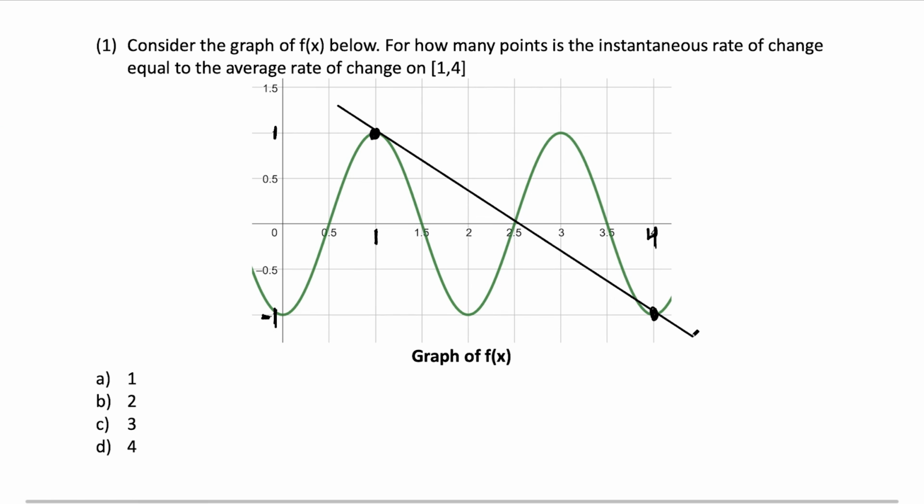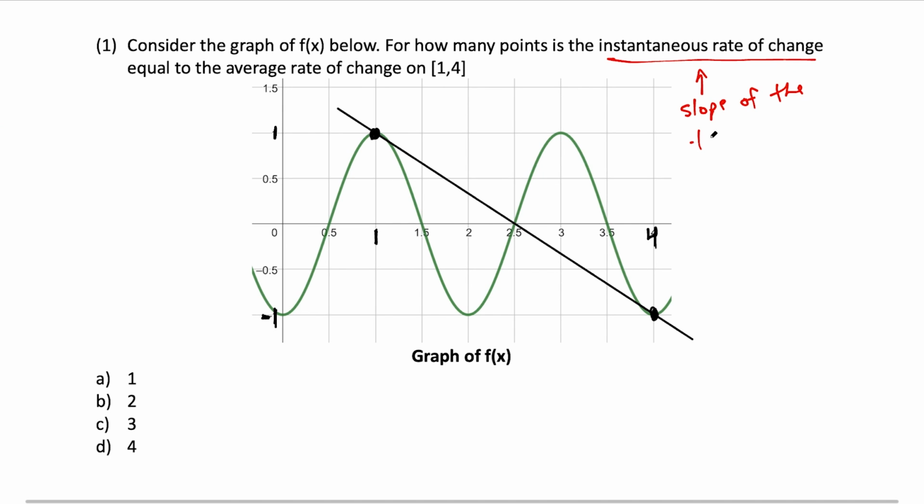The slope of this secant line is our average rate of change. Let me line this up as nicely as possible. The slope of this line in black is our average rate of change. What we're looking for is for how many points the instantaneous rate of change is equal to the slope of this black line. And remember, the instantaneous rate of change is the slope of the tangent line. So this is important to know.